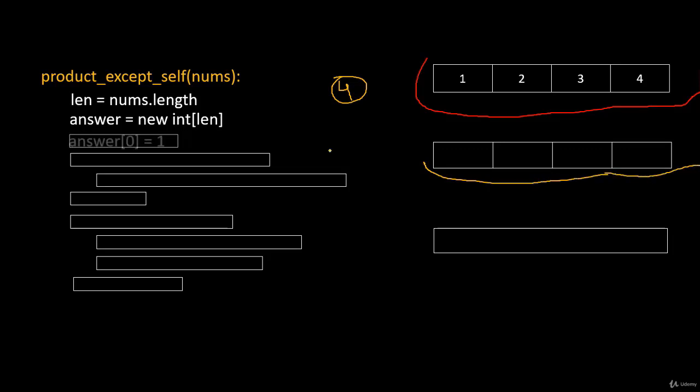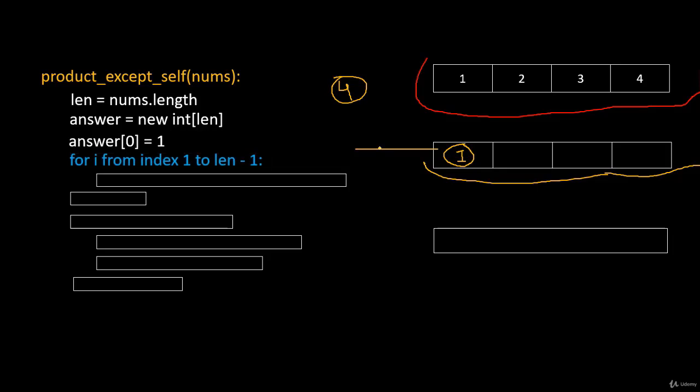Okay, then I'm going to initialize the first index of this new array with 1, because we want to have here the product of all left elements of this index 0. In this case we have no element on the left, right? For that we initialize the first index with 1.